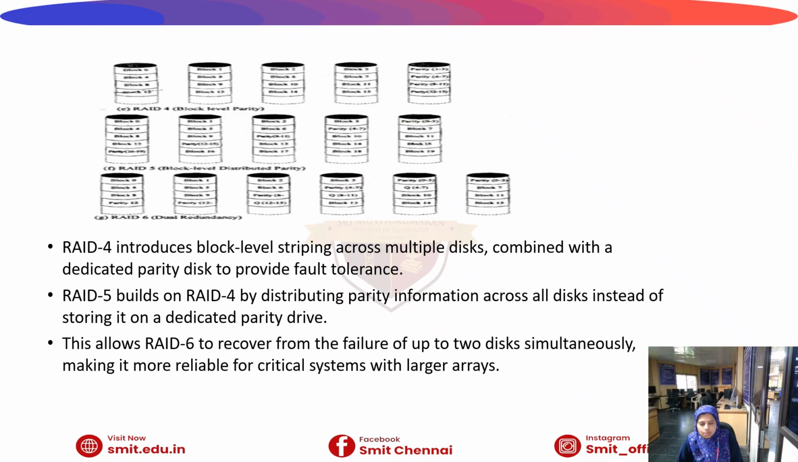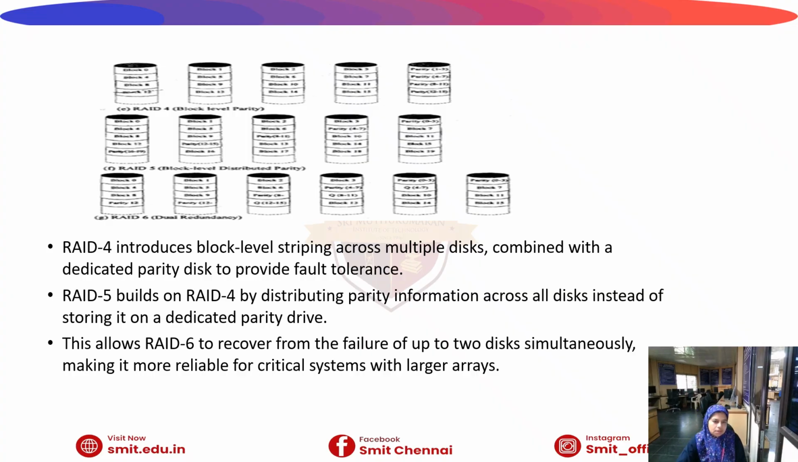Next, RAID 4 introduces block level striping across multiple disks combined with a dedicated parity disk, to provide fault tolerance. RAID 5 distributes parity information across all disks instead of storing it in a dedicated parity drive. RAID 6 can also recover from the failure of 2 disks simultaneously. So if 2 disk drives are affected, we can get the data back from another drive, making it more reliable for critical systems and larger arrays.